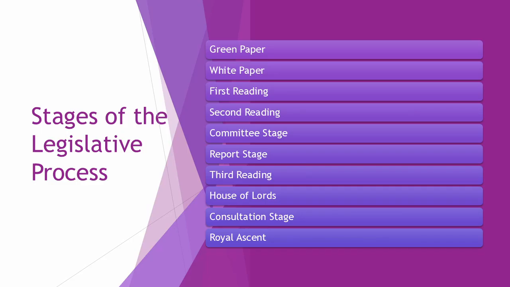An example of a bill that had difficulty during the legislative process was the Illegal Migration Bill 2023, which faced significant opposition in the House of Lords due to concerns over human rights implications, leading to multiple amendments and delays.